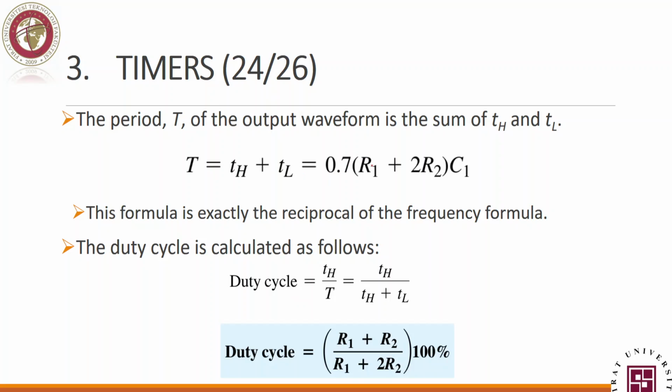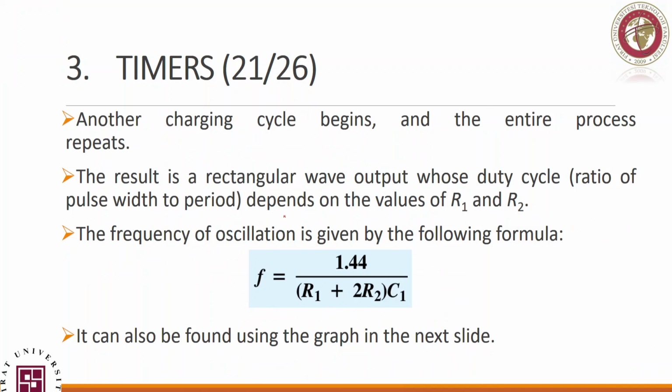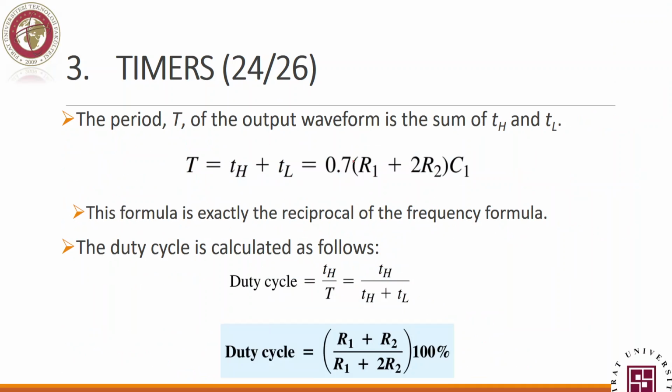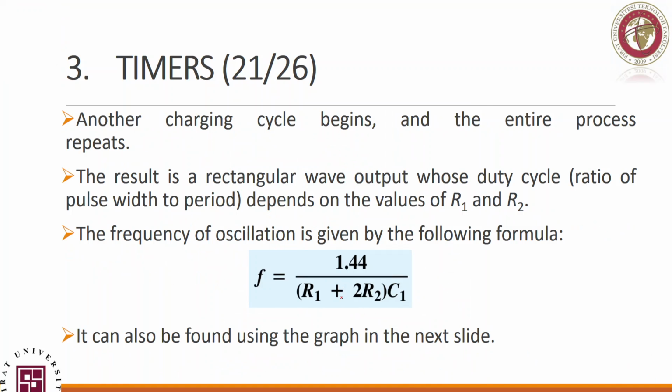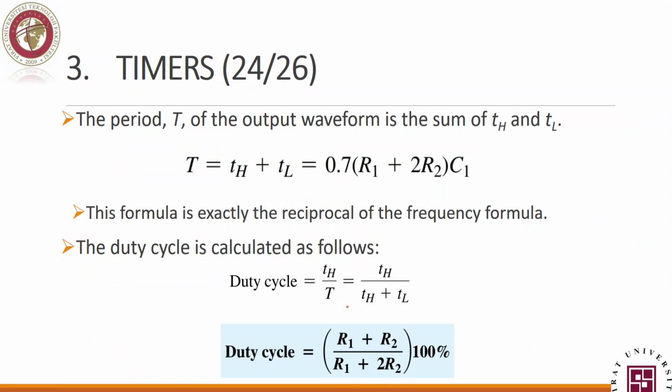Okay, 0.7 (R1 + 2R2) C1. If you take its reciprocal, that means 1 over T, that's the frequency here. 1 over 0.7, that's 1.44. And then this one would remain in the denominator. So if you have the time, you can get the frequency. If you get the frequency, you can have the time.